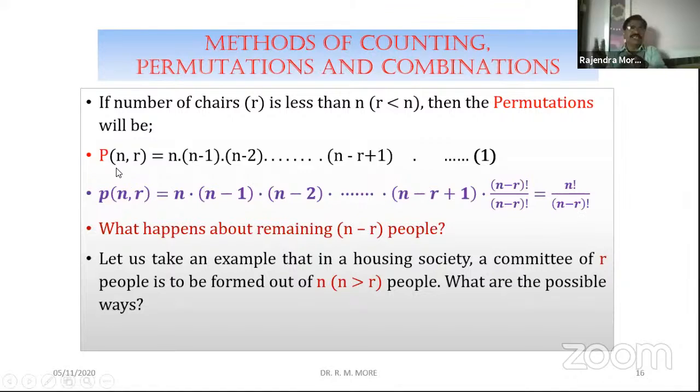In that case, the permutations will be P_nr. In the previous case it was P_nn, but now this r is different. Of course, we apply the same n minus 1, n minus 2, and so on, up to n minus r plus 1. Here, if I put this into brackets, then n minus r minus 1.